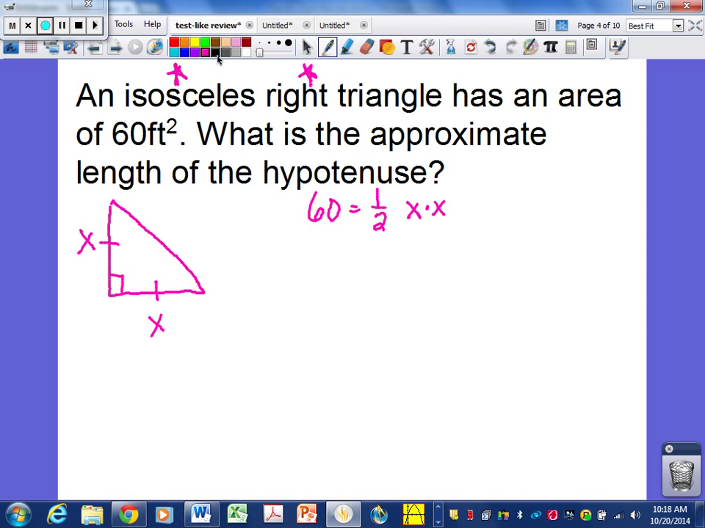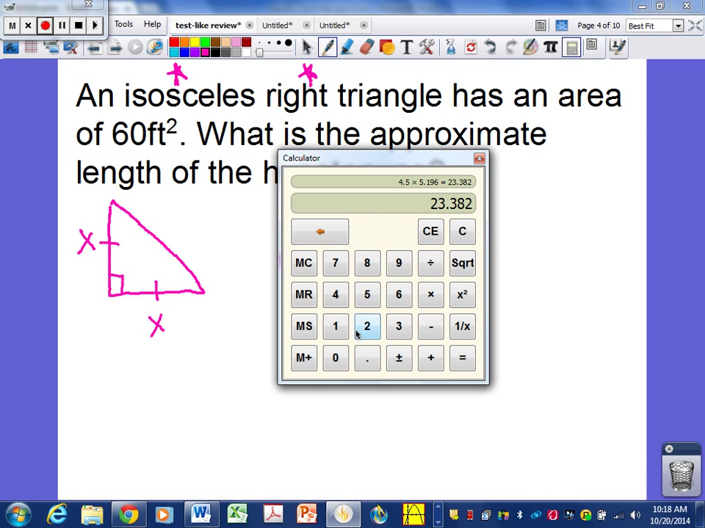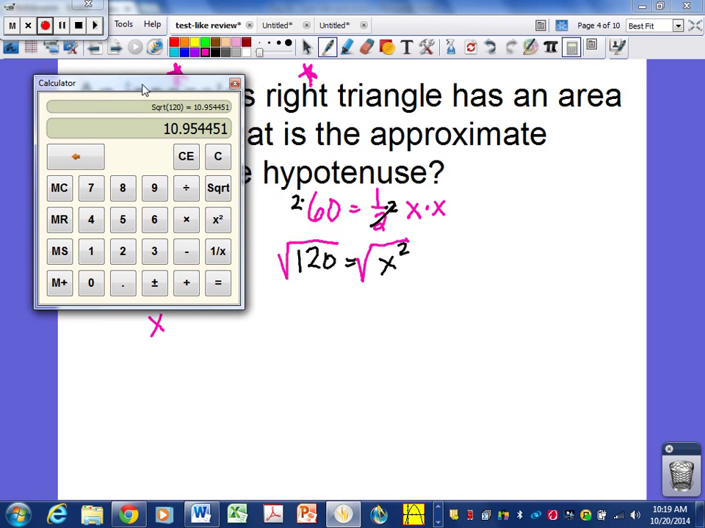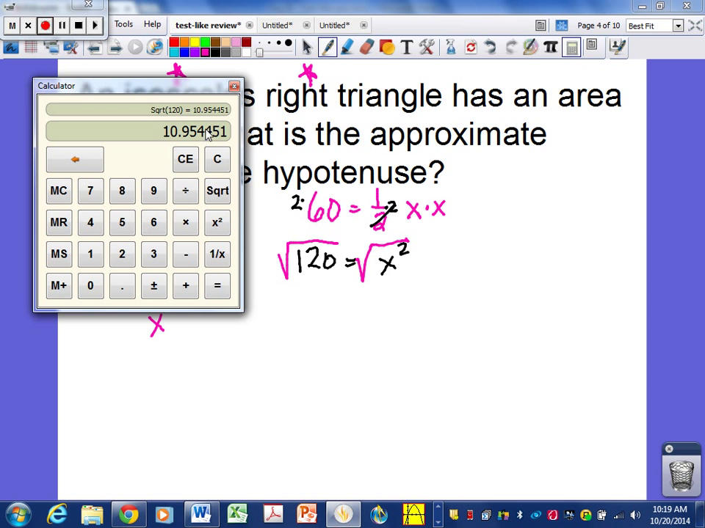Solving for this, let's multiply both sides by 2 to get rid of the 1/2. That's 120 equals x squared. And how do we solve a square? Square root both sides. Going to our calculator, the square root of 120 is approximately 10.954.